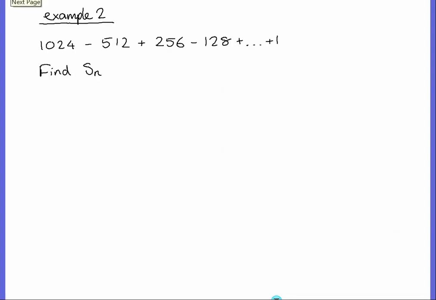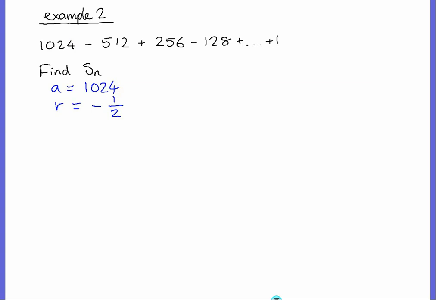Okay, example 2. So a is 1024. Be careful with the ratio here. We can see it's halving, but also the sign is changing. So that means we're times-ing it by negative a half. And we just want to find the sum of n.